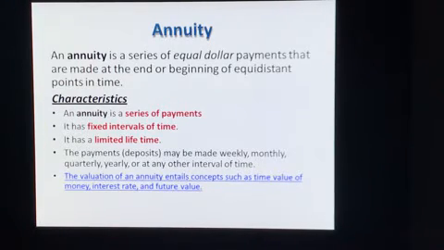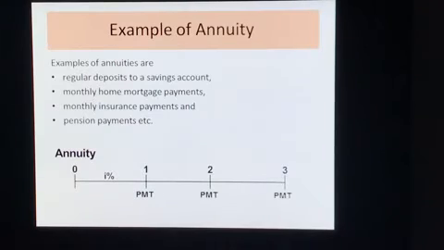The fourth one is that payments may be made weekly, monthly, quarterly, yearly, or at any other interval of time. But remember, the payments should be made after equal intervals of time. And lastly, the evaluation of an annuity entails concepts such as time value of money, interest rates, and the future values. Now moving to the examples.